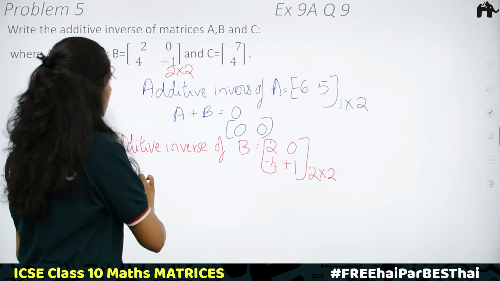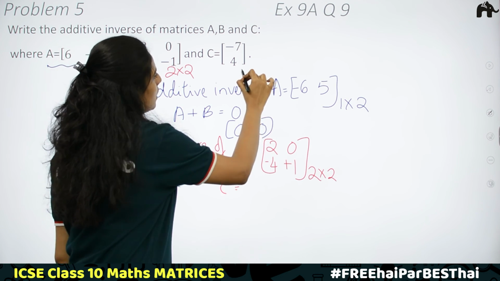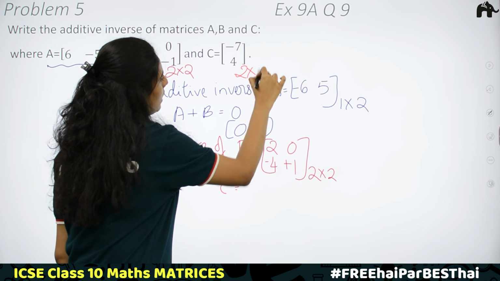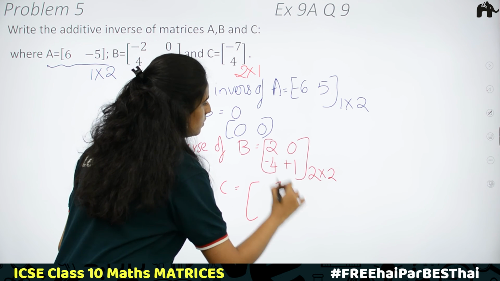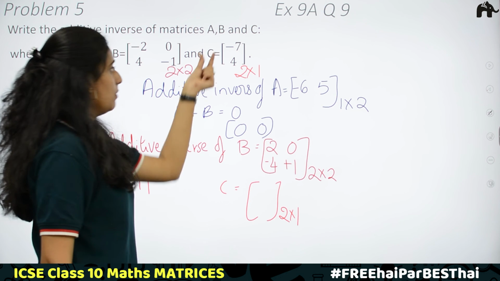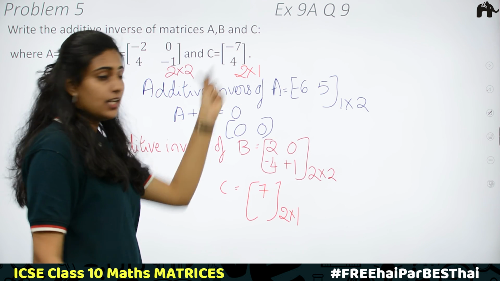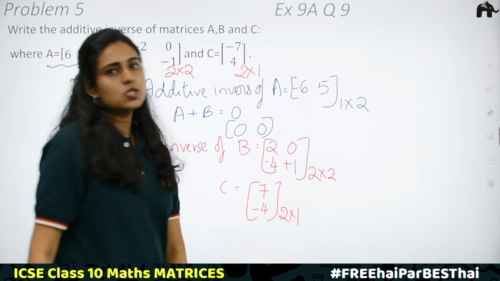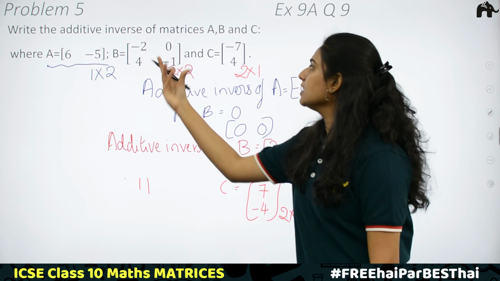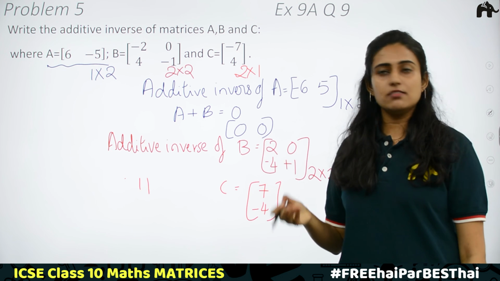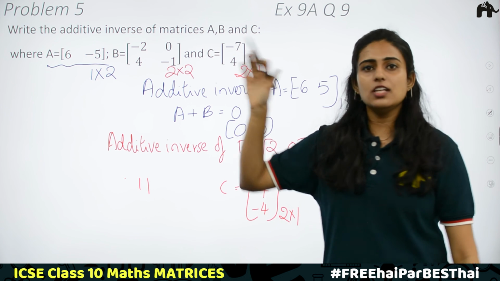Now the third, additive inverse of matrix C will be equal to, this is a 2 by 1 matrix, 2 rows and 1 column. What is the additive inverse? Additive inverse will be a 2 by 1 matrix. Here the first element is minus 7, here it will be plus 7. We have 4 here, then minus 4. So we got the additive inverse of matrices A, B and C. Just we need to change the sign. Negative will become positive. If a positive element is there, then it becomes negative. Only the difference. If it is 0, keep it as it is.